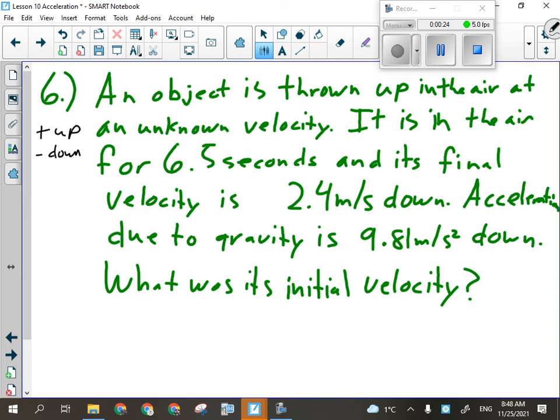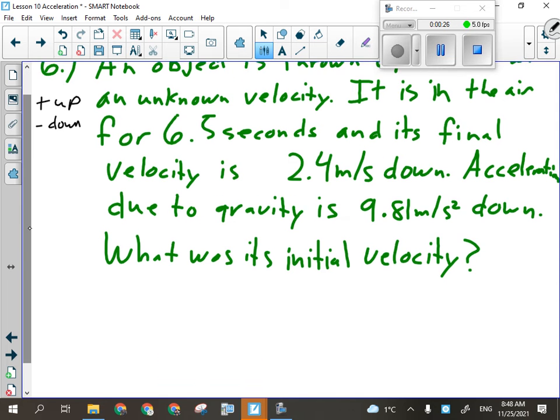All right, so an object is thrown up in the air at an unknown velocity. Well, that's where the question starts. So I'm not going to write 0. I'm going to write, I don't know. I don't know what VI is. Okay, it says it's unknown. All right, it's in the air for 6.5 seconds.